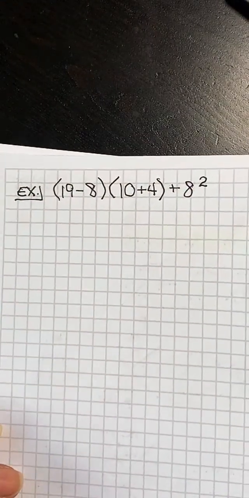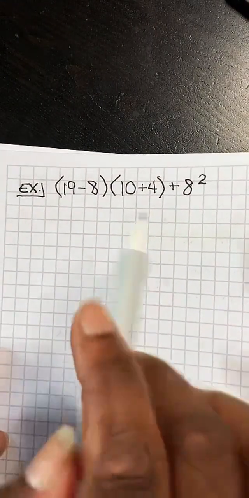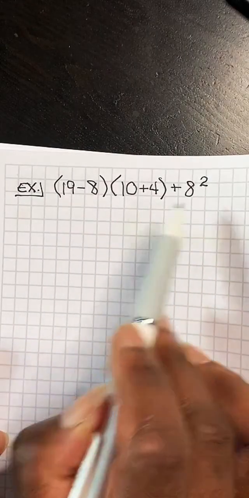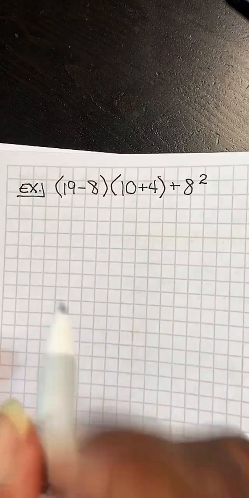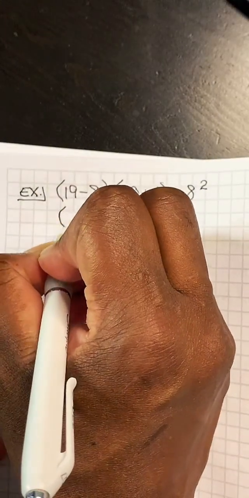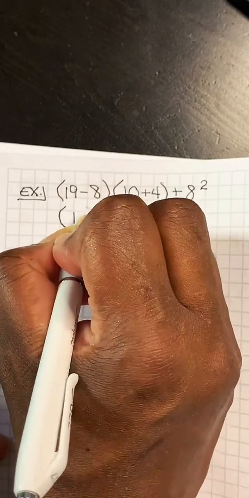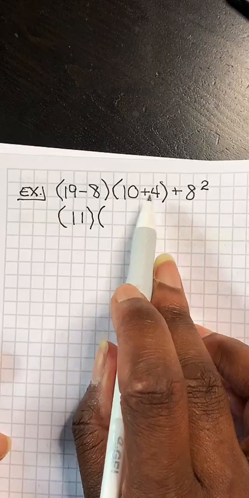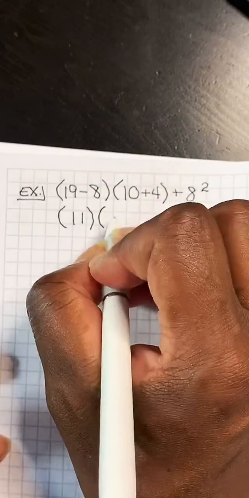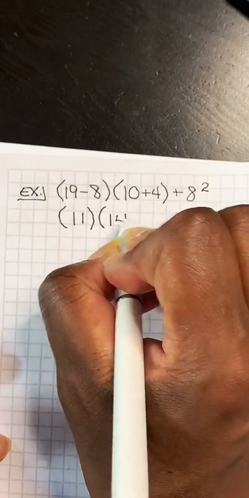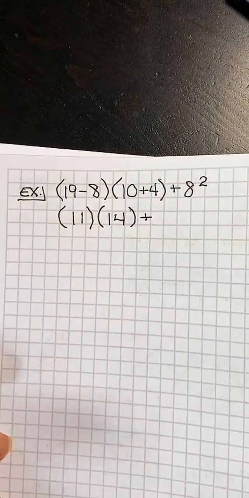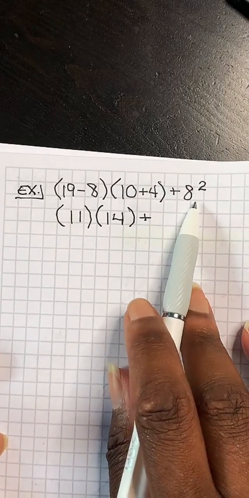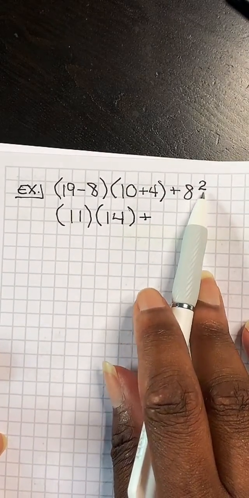Don't want to insult. So from inside the parenthesis, let's start from left to right. So we have 19 minus 8. So inside of this parenthesis, we have 11. Okay. Inside of this parenthesis, we have 10 plus 4. That gives me 14. Okay. So we did everything inside the parenthesis. The next part is our exponent. So 8 to the second power.